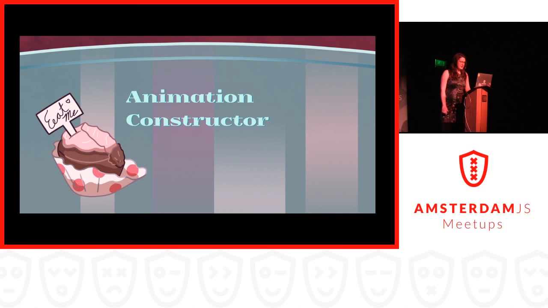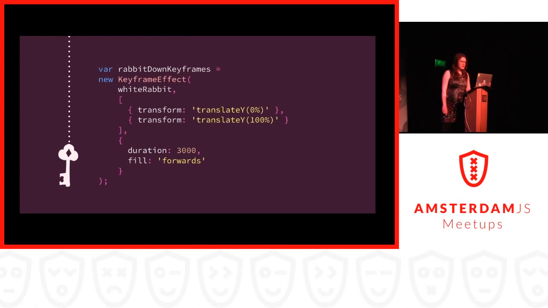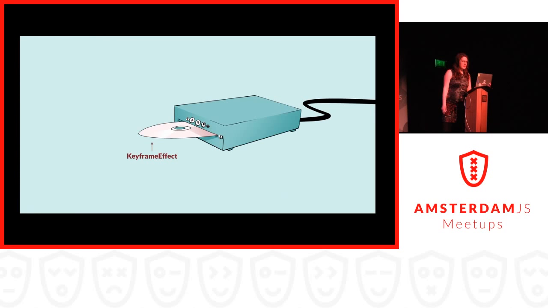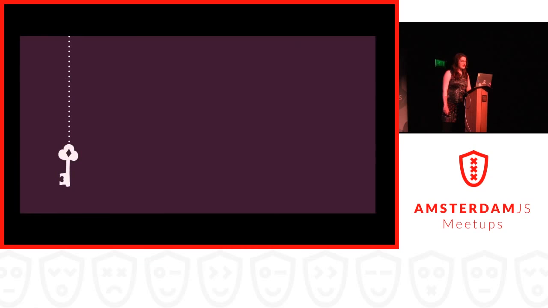All right, so now it's time to play said animation. We're going to do that with the animation object. Woo, make some constructors. So we got our keyframe object stored as rabbit down keyframes. And remember, if the keyframe effect contains all the info to execute an animation, the animation object is what's going to let us play it, to execute it.